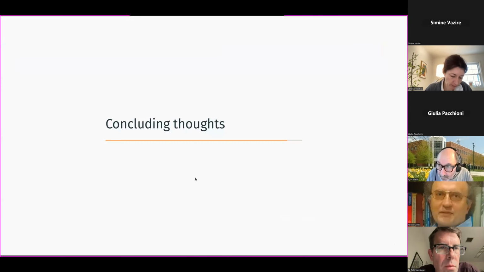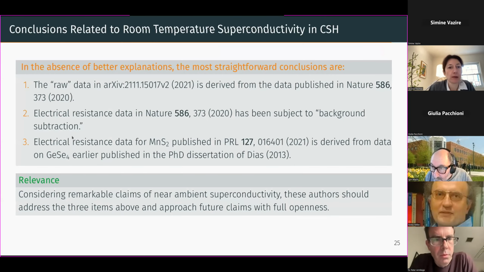So let me make some concluding remarks here, which are thoughts after having gone through this experience of dealing with all these issues for some time. Concerning the CSH data, in the absence of better explanations, the most straightforward conclusions are that the raw data is derived from the published data for the susceptibility, that the electrical resistance data has been subject to some kind of unstated background subtraction, and that the electrical resistance data for manganese sulfur 2 is derived from data on germanium selenium 4 earlier published in the PhD dissertation of Diaz.